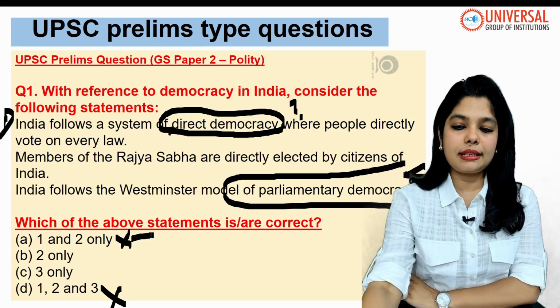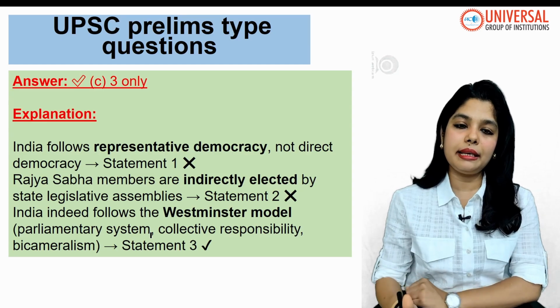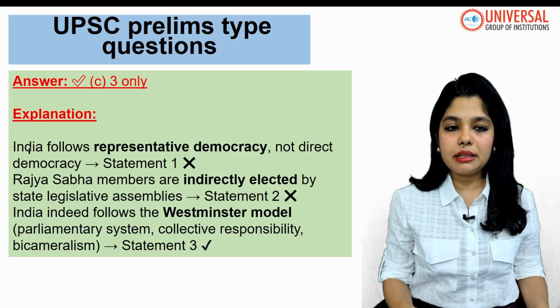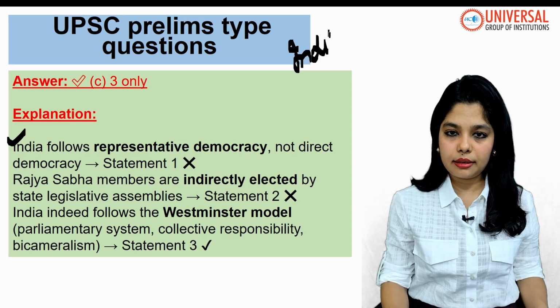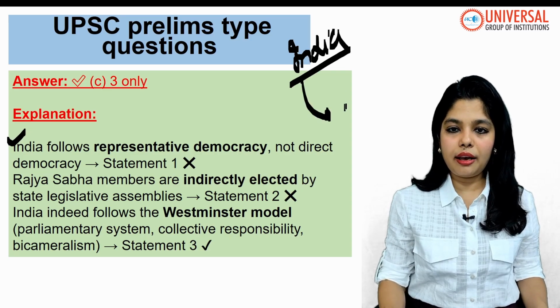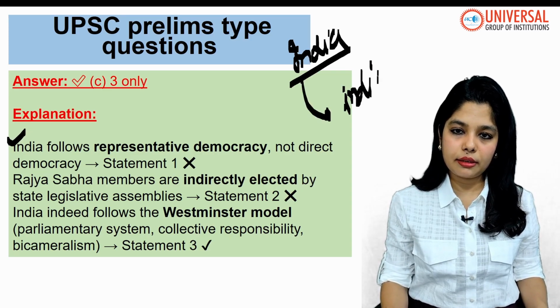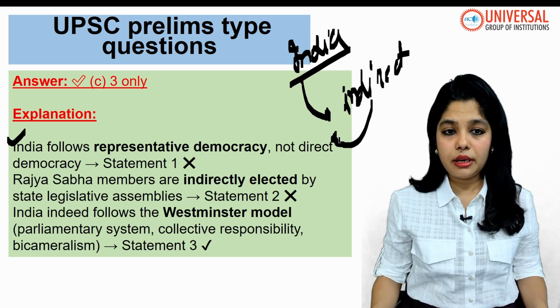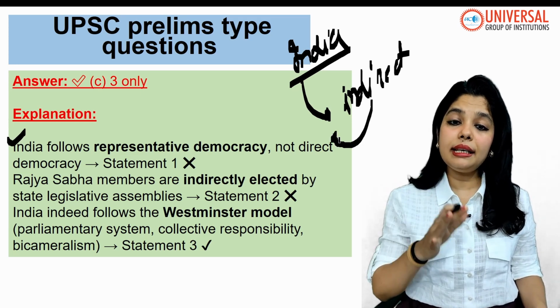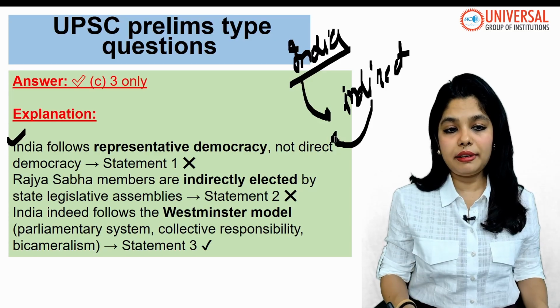So let's discuss the answer. Yes, it's C, because the first statement is talking about direct democracy. India does not have that. We have indirect, that is representative democracy. Rajya Sabha members are indirectly elected by the state legislative assemblies.